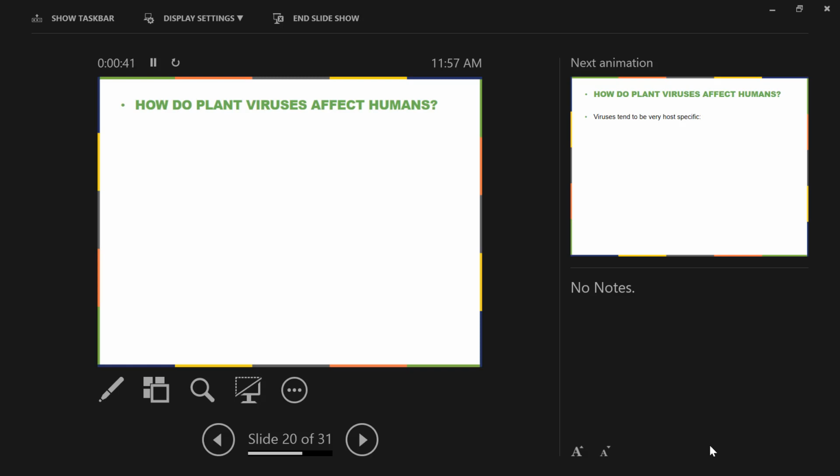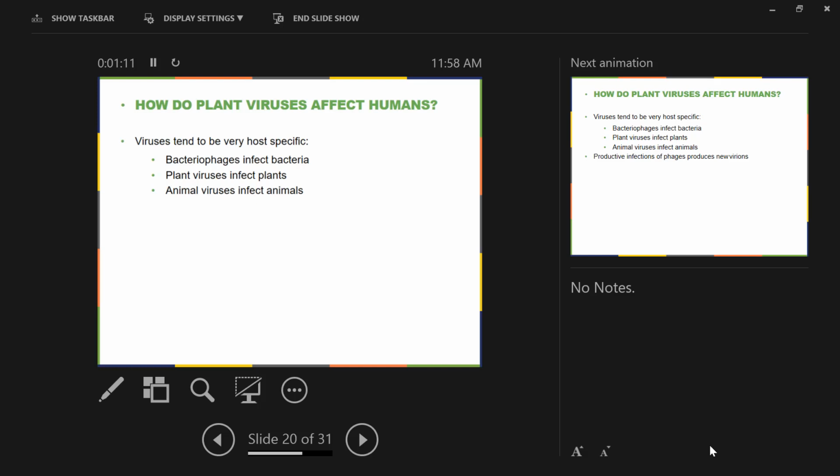All right, so the next one: how do plant viruses affect humans? So this first part, we'll answer it this way, and then I'll give you a concise answer. Viruses tend to be very host specific. Most of them, in fact, tend to be species specific. And so the dominant idea of viruses is basically this: you have bacteriophages that infect bacteria, you have plant viruses that infect plants, and you have animal viruses that infect animals. And until 2 years ago, there were no examples anywhere of any alteration to this.